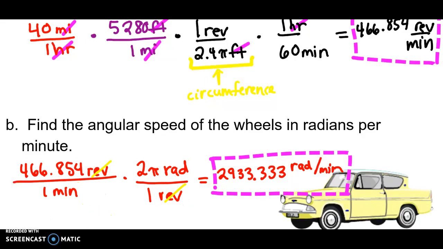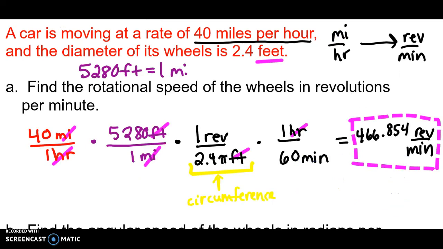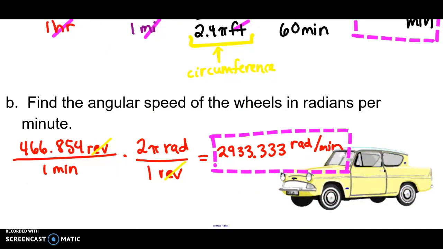Where did this come from? Remember what we talked about on the previous page. 2 pi radians is 1 revolution. These are going to be really helpful for you in terms of these conversions here.